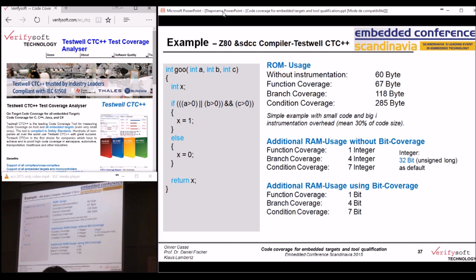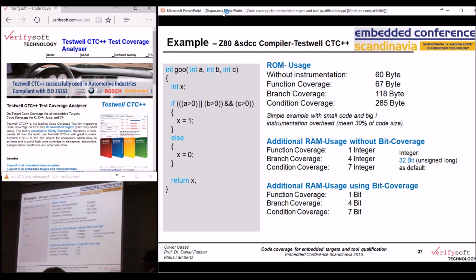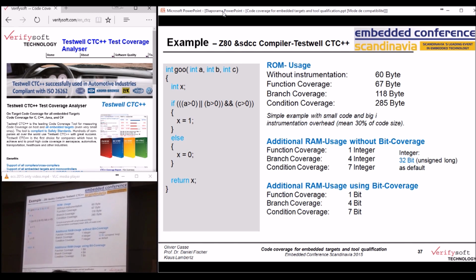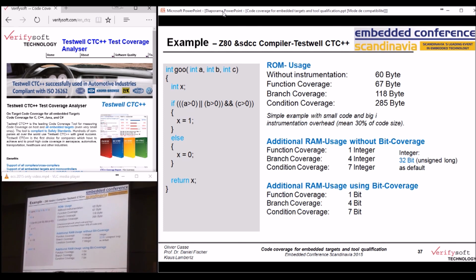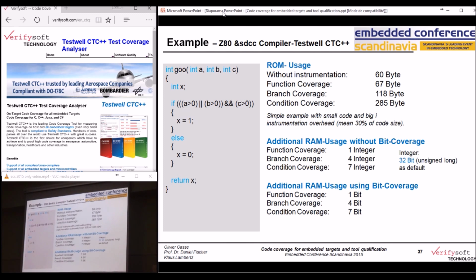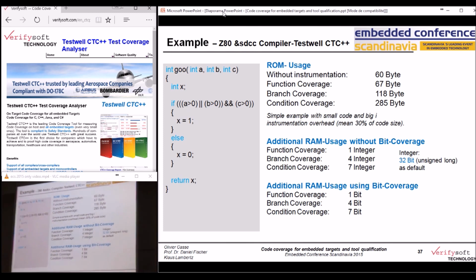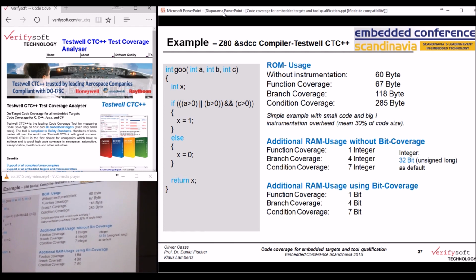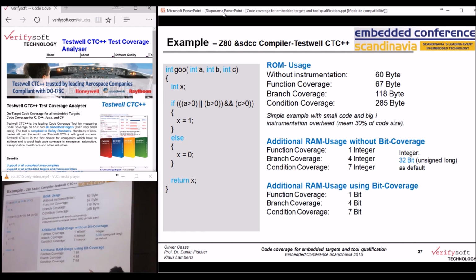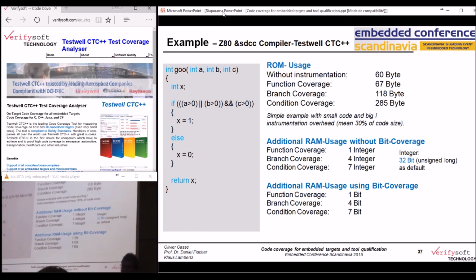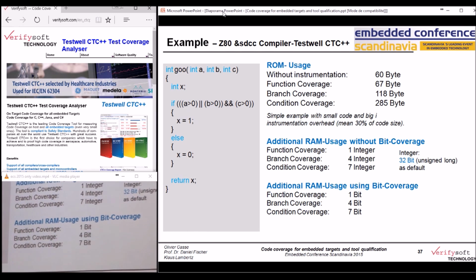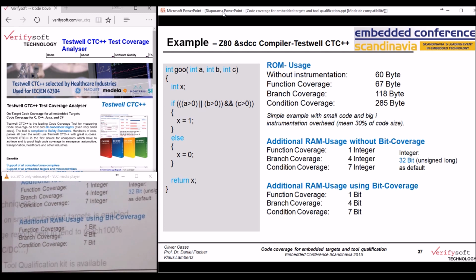So some numbers, because very often people are asking, okay, but which kind of memory do you need to run instrumentation? So here are some numbers for this function. For ROM, we're needing a few bytes or hundreds of bytes, and for RAM this is very low. You can see even for condition level, it's not a byte, it's 7 bits. For this example.